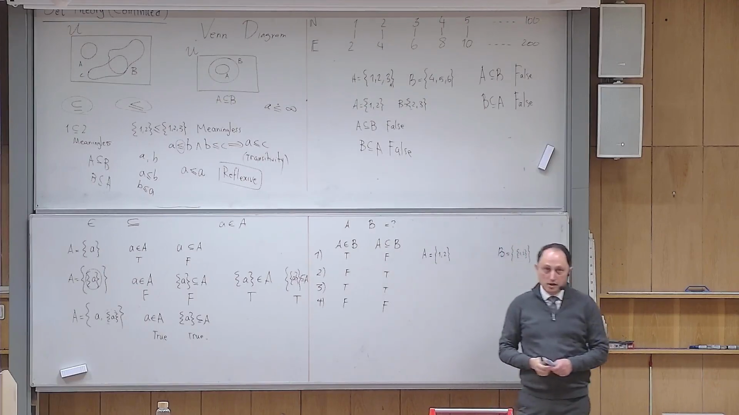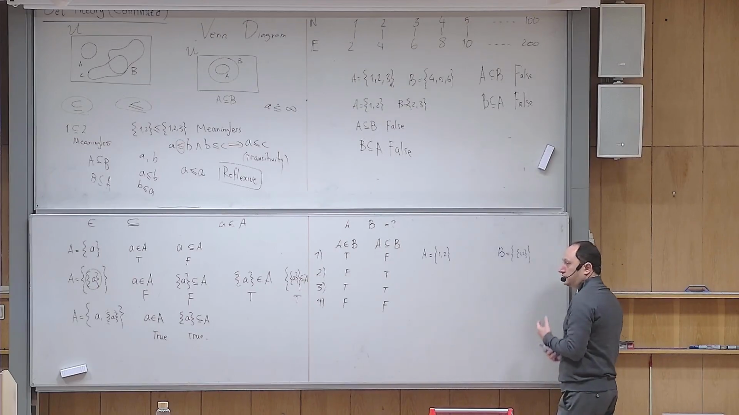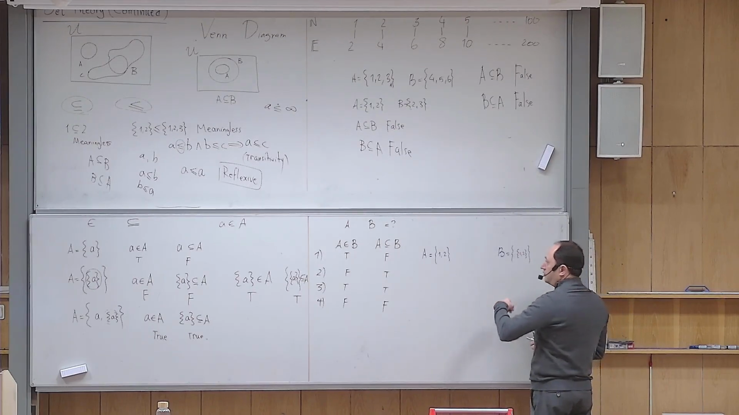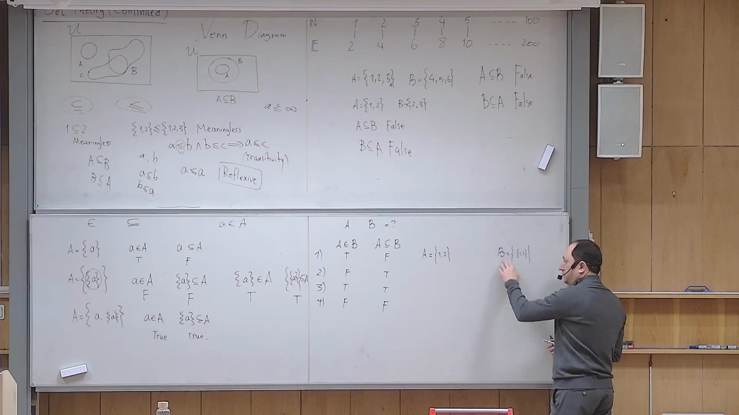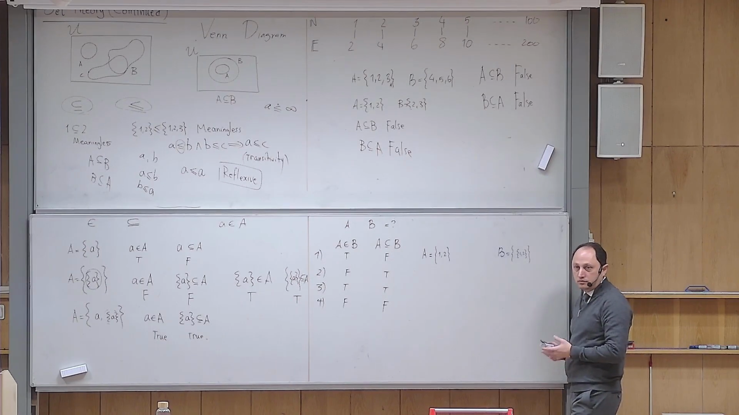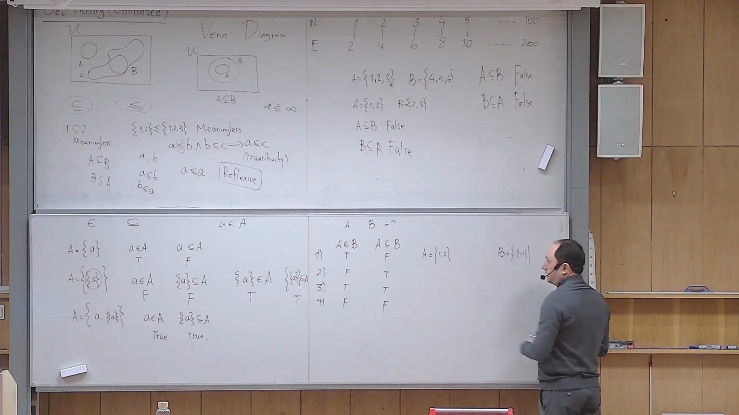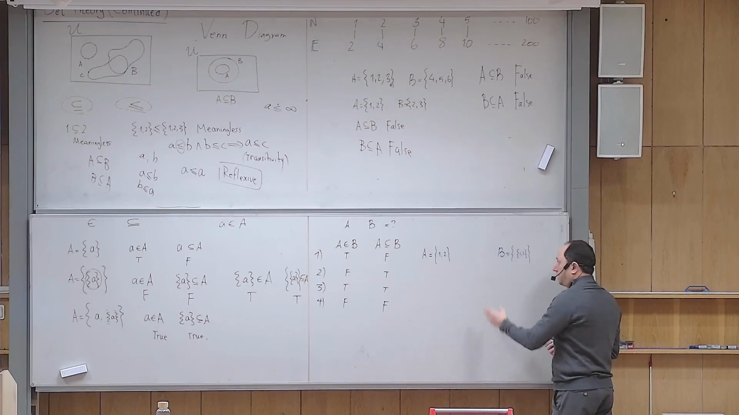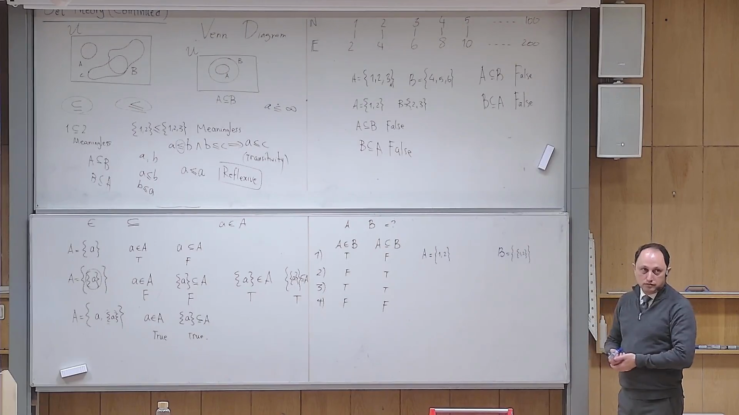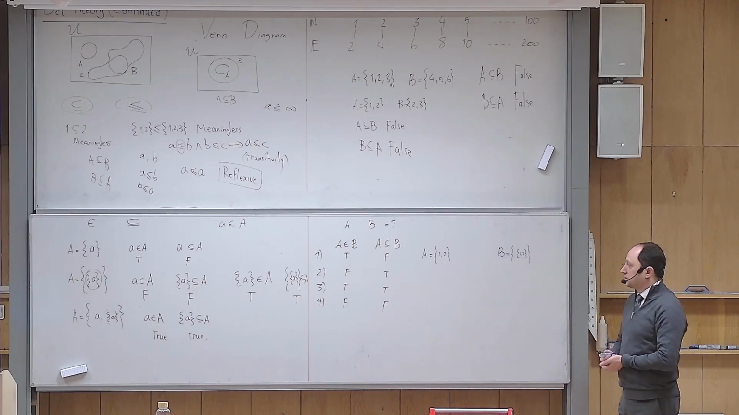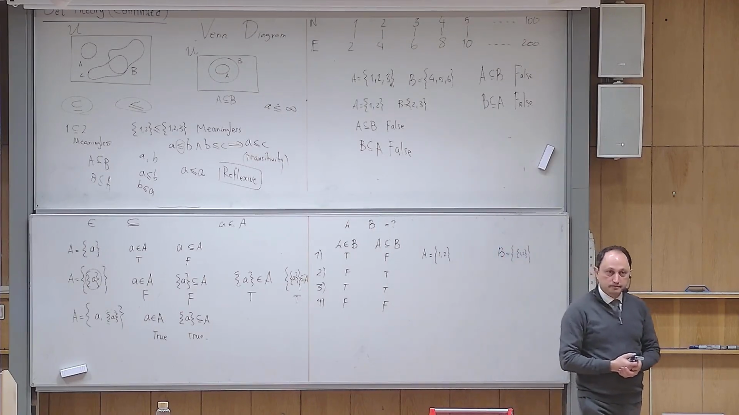But A is not a subset of B. Because if A is supposed to be a subset of B, what does it mean? It means every element of A should be an element of B. But is that true? No, because, for example, 1 is an element of A, but is 1 an element of B? No. So this is why A is not a subset of B. So the first one is true, the second one is false.